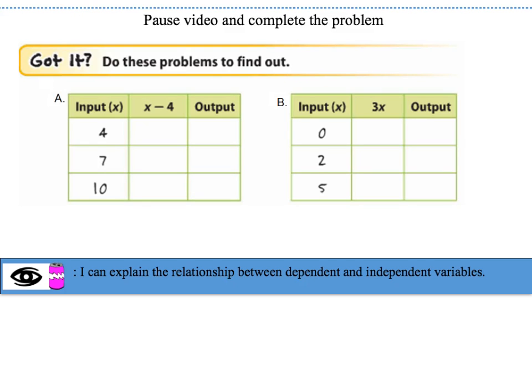So go ahead and pause the video and complete these Got It problems, and we'll discuss the answer in class tomorrow. Notice I have two Got It problems on this slide. I've got Got It problem A and Got It problem B, and please be sure that you show us the table for both input and output values.